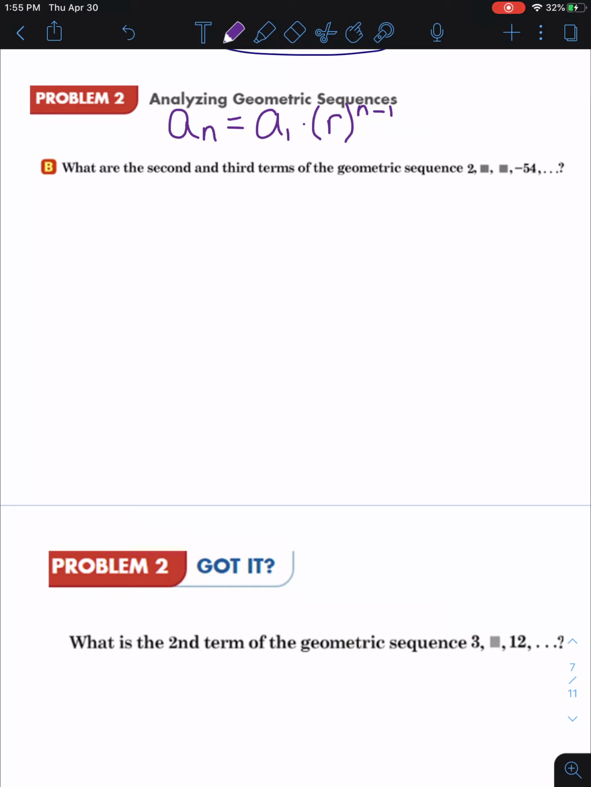All right? So, problem number 2. What are the second and third terms of the geometric sequence? All right, so right away it tells us it's a geometric sequence, which tells me that I can use this formula. So we're going to go ahead and box my formula.